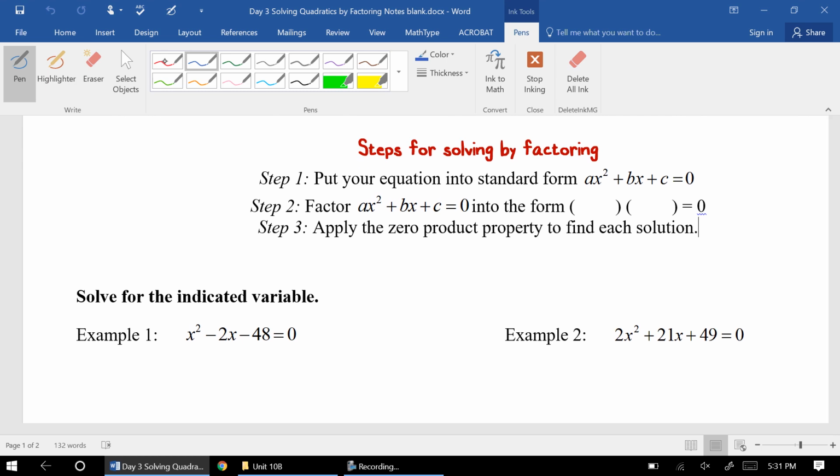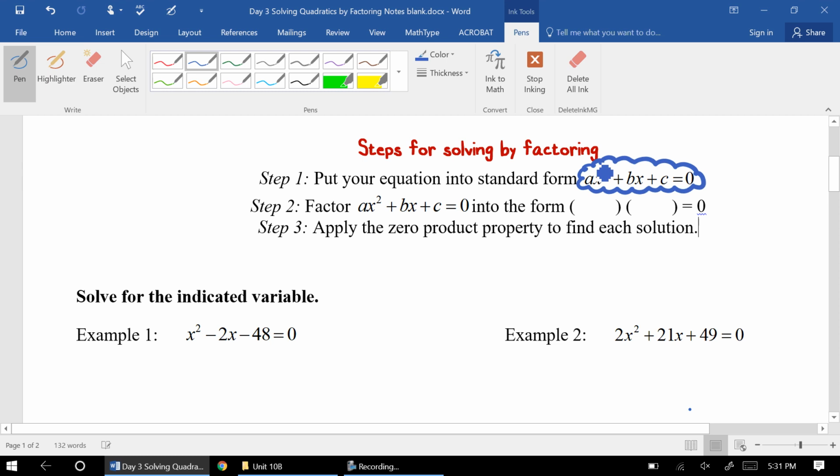The 3 steps that you're going to follow when you're solving by factoring involve starting by putting your equation in standard form. In other words, make sure it's equal to 0. Factor, and you can either use the X method or guess and check, and then apply the zero product property in order to find each solution.